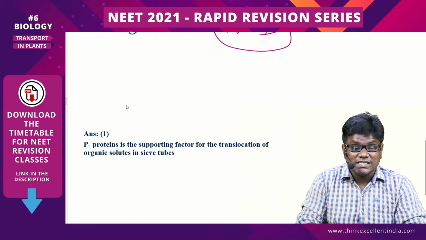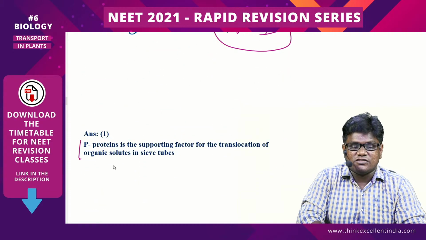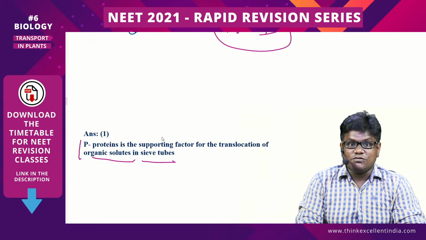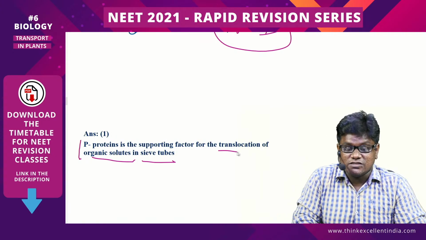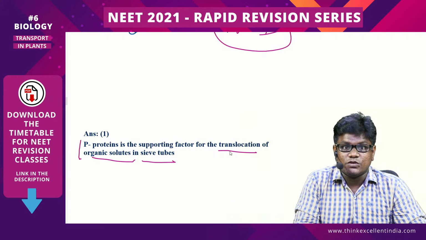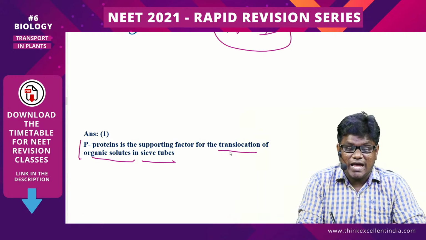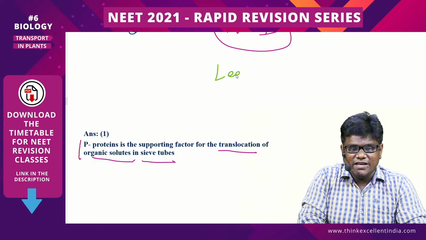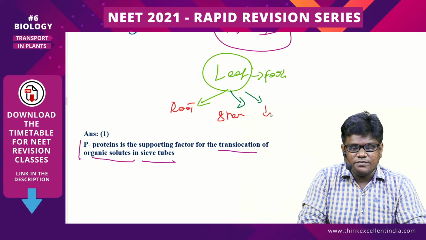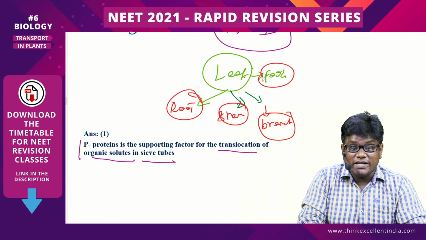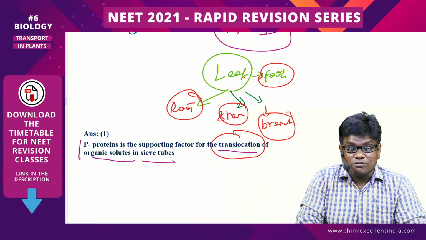So the option is the P proteins, the phloem proteins, which help the organic solutes enter the sieve tubes for conduction by multi-directional transportation inside the plant system. That is called translocation. The synthesized materials are transferred to all the required areas. See, for plants you have to be very clear. The food materials in the leaf structure are required by all parts of the plant, there is a root, there is a stem, there is a branch. So how does the food material in the leaf reach all these regions? Through the translocation process.